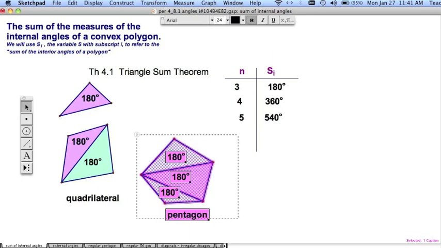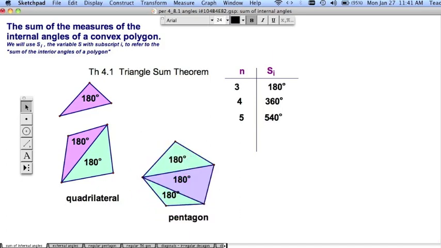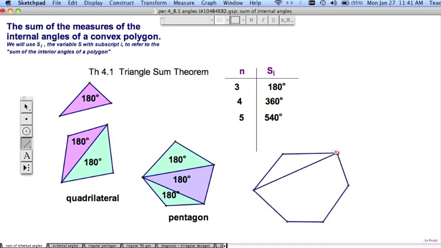Now we're going to do one more, and then we'll try to use our skills, our mathematical induction skills. Let's go with a sixagon. Hectagon. Is a whatagon? Hectagon. Well, that's close. It's a hexagon.